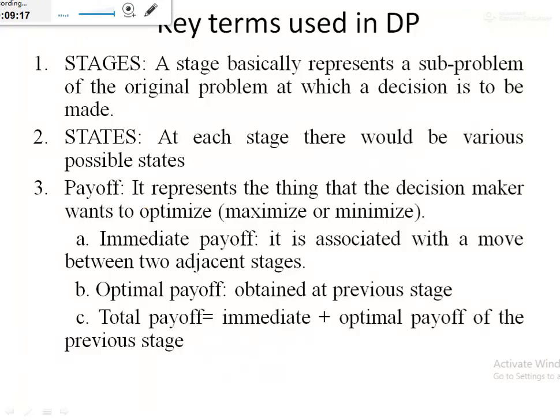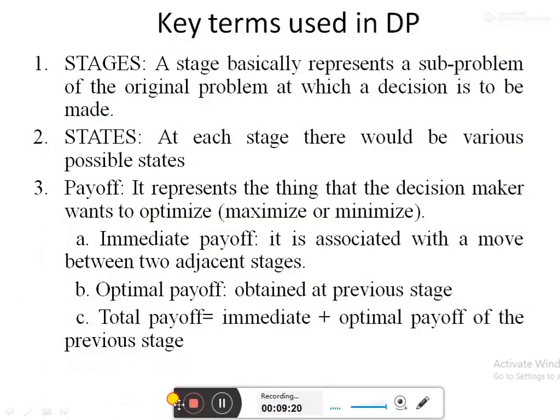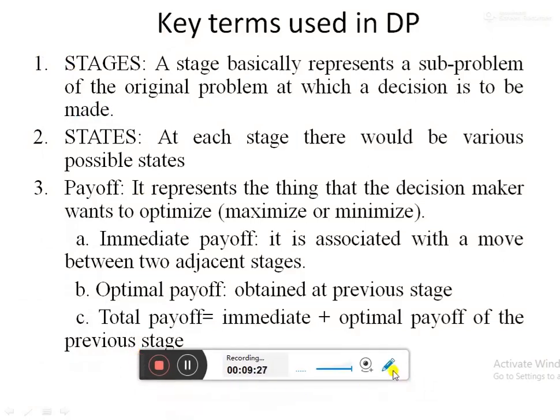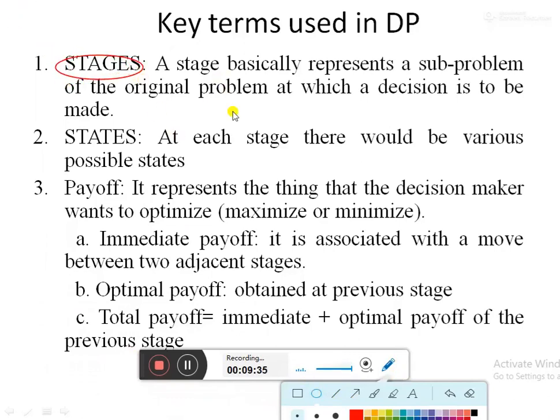So before moving ahead, we should understand the key terms used in dynamic programming. The first important term that is used in dynamic programming is the stage. What is the meaning of stage? A stage basically represents a sub-problem, like we have discussed earlier that dynamic programming breaks the major problem into sub-problems. So a stage basically represents a sub-problem of the original problem at which a decision is to be made.